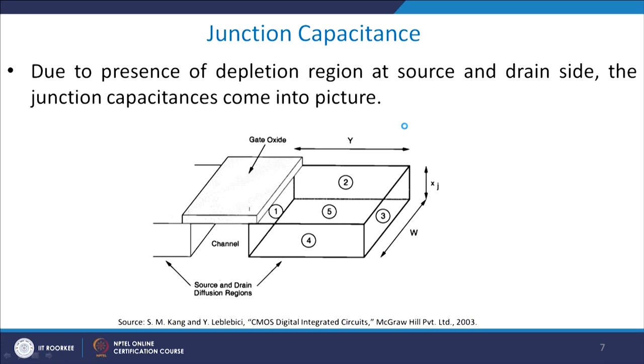Now we come to the third part of the capacitance model, and that is known as the junction capacitance. If you look at the channel here, this is basically my line diagram of the figure, this is the channel, and this is your N plus region. So there are 5 surfaces available here: 1, 2, 3, 4 and 5.